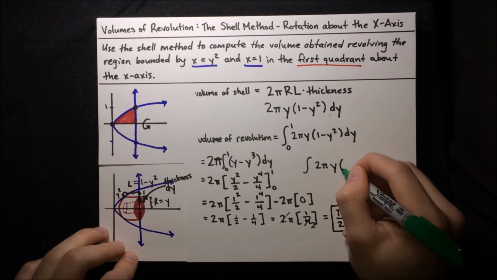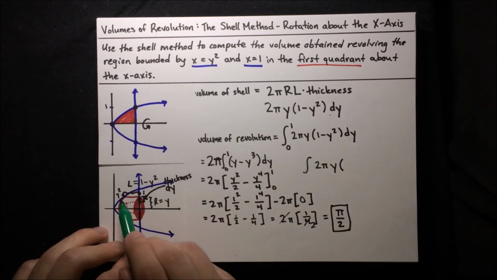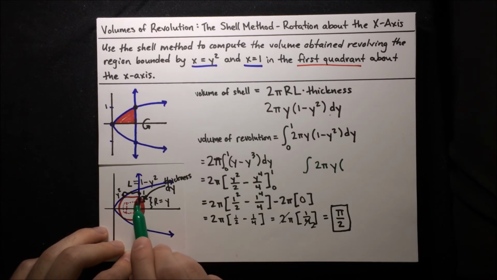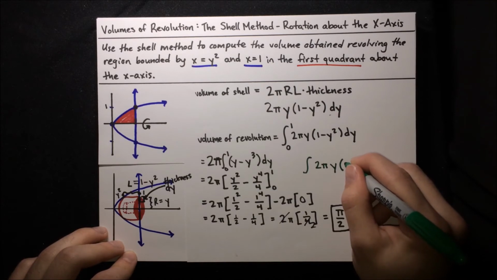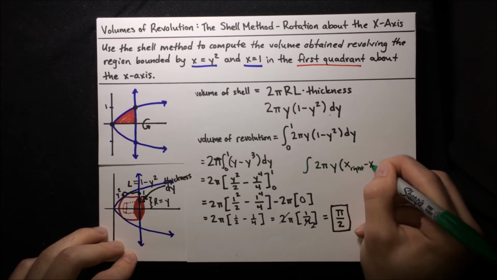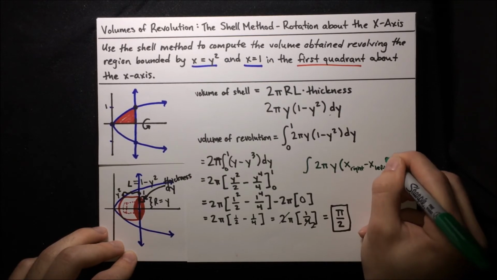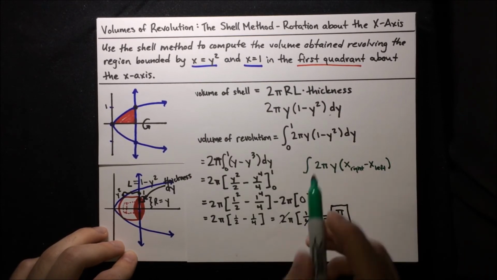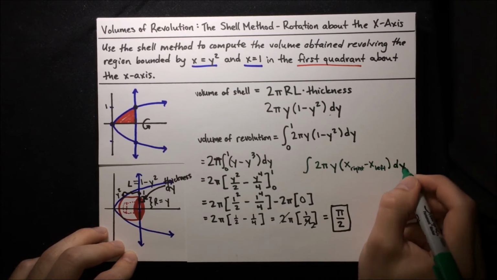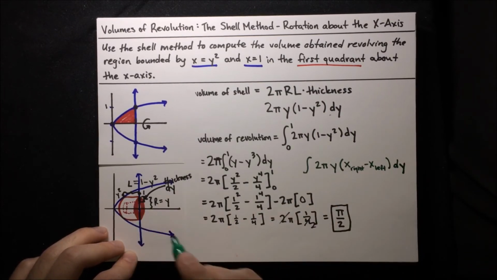And then the length. The length is always just the horizontal distance of the shell. So that just goes between the left and right x-coordinates here. We make that a positive number by subtracting x right minus x left. So let's go ahead and write that down. x right minus x left, and then times the thickness of the shells, and thickness is always dy when we are rotating around the x-axis.